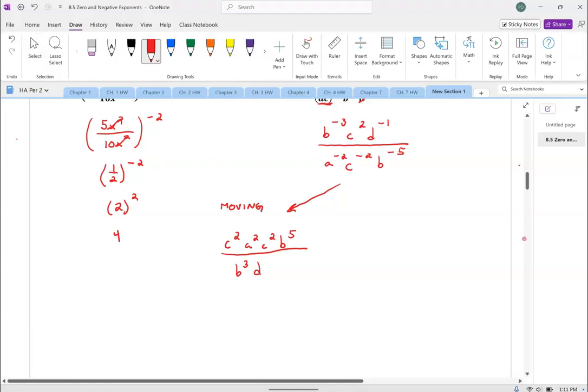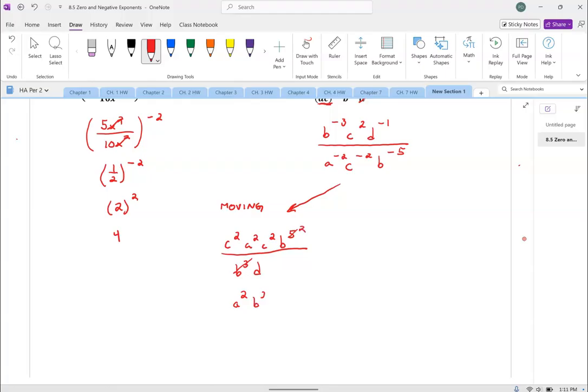If you notice, nothing's going to simplify with a, so a squared stays there. b to the 5th and b to the 3rd, so these are going to cancel, give me 2 up here, so b squared. And then c squared and c squared, c to the 4th, all over d. All right, so we can move them up and down and then start canceling them.